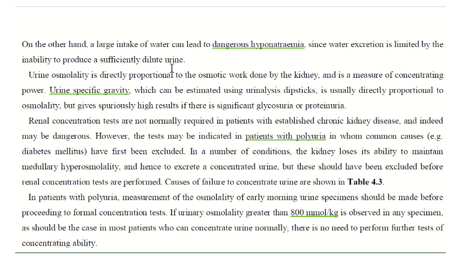من ناحية أخرى يمكن أن يؤدي تناول كميات كبيرة من الماء إلى dangerous hyponatremia، since لأنه water excretion is limited محدود by the inability to produce a sufficiently dilute urine.